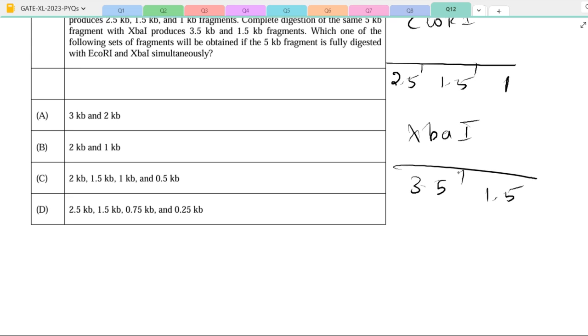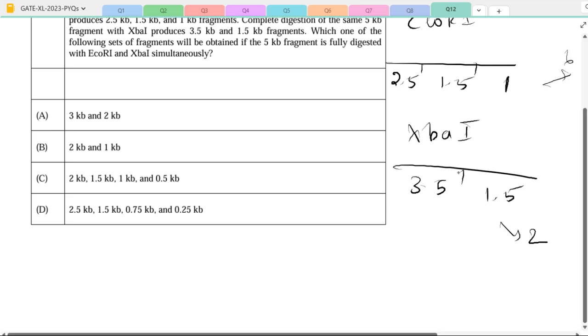So here you need to arrange this 2.5, 1.5 and 1 in different orientations, and then XbaI in different orientations. So this will have 6 possibilities, and this will have 2 possibilities, because if 2.5 is first, then you have 1.5 and 1 or 1 and 1.5, and similarly if you have 1.5 as the first fragment, you can have 2.5 here and 1, or 1 and 2.5 here. So you will have 6 possibilities here.